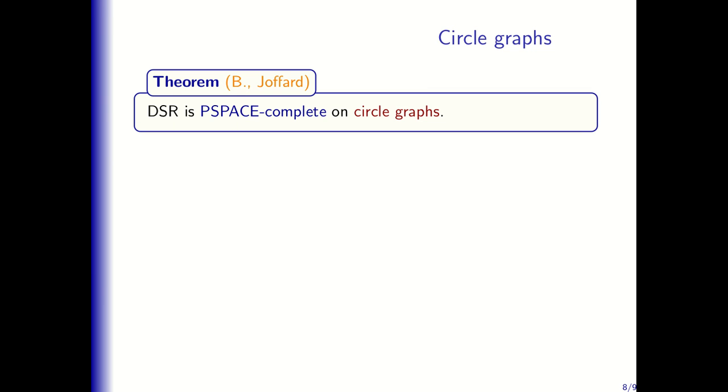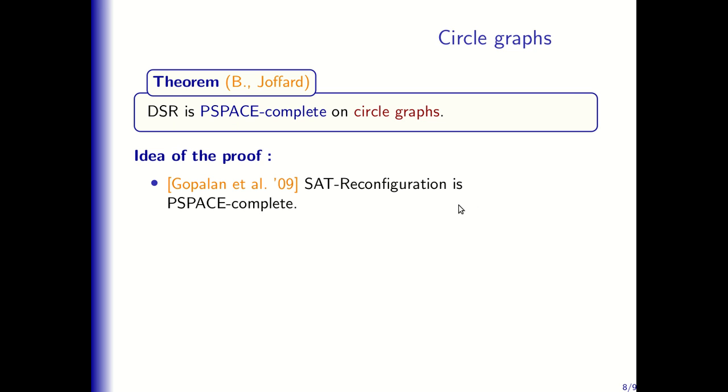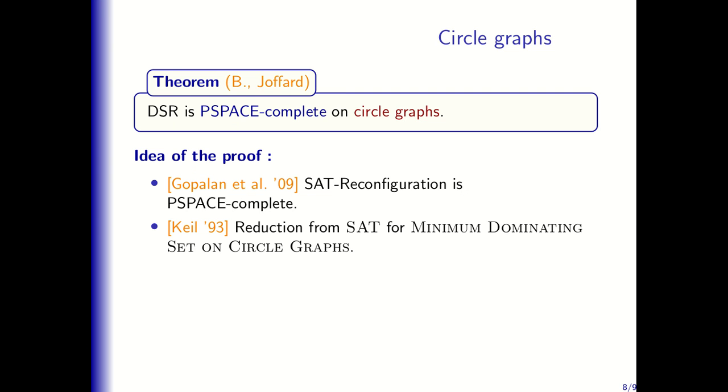The PSPACE-completeness on circle graphs. So the idea of the proof is to combine two existing results. The first one is the result of Gopalan and some co-authors, which ensures that SAT reconfiguration is PSPACE-complete. And the second is a result of Kiel from 93, that is a reduction from SAT that ensures that minimum dominating set on circle graphs is NP-hard.